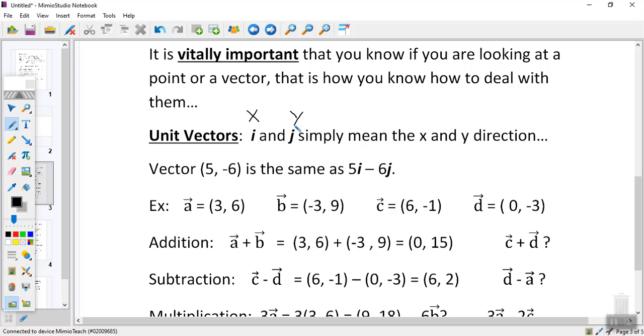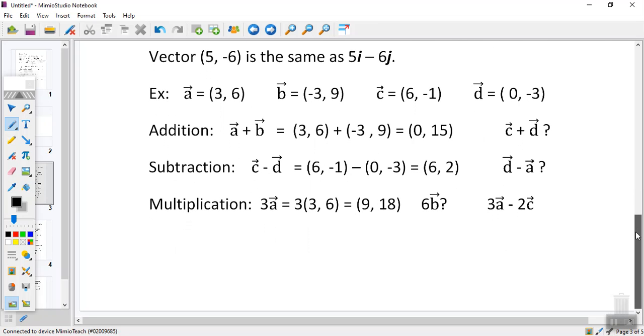So as an example, I have a vector A that's written in coordinate form 3 comma 6. And vector B is written as negative 3, 9. C is 6, negative 1. And what's D, friends? 0, negative 3. Ooh, this is going to be fun.